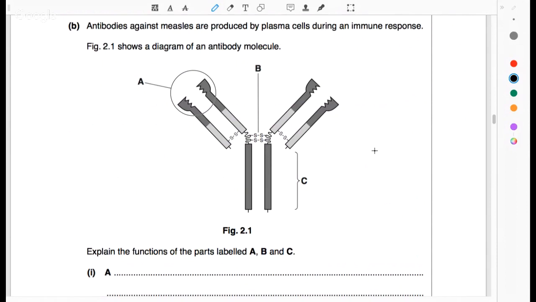So the variable regions form an antigen receptor or antigen attachment site. Okay. And so each antibody has a specific antigen receptor with a specific shape, complementary to certain antigens. Okay.